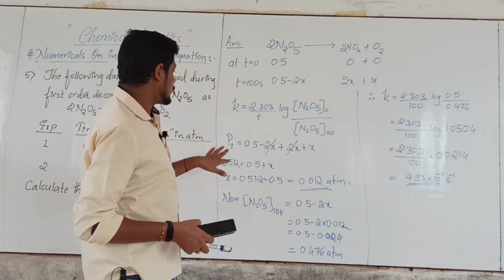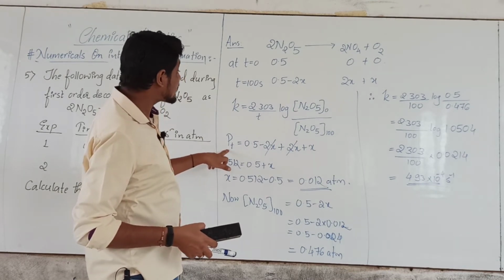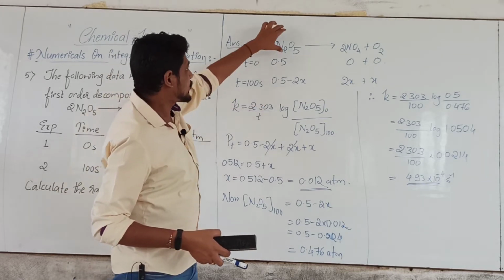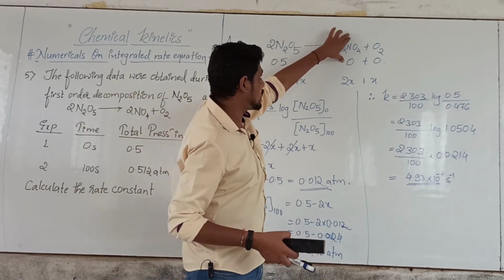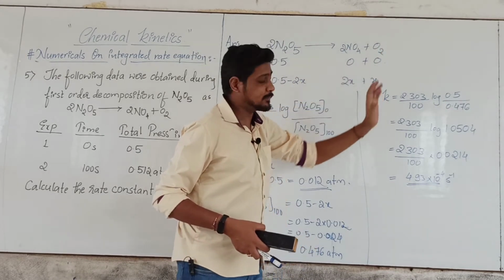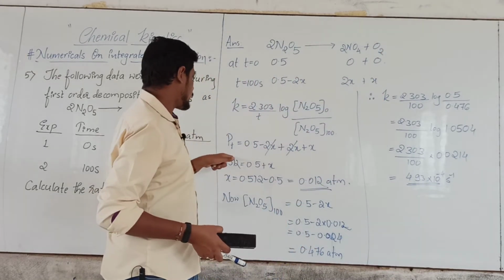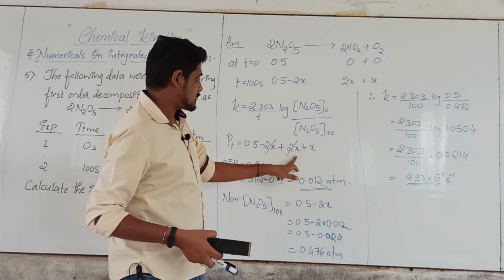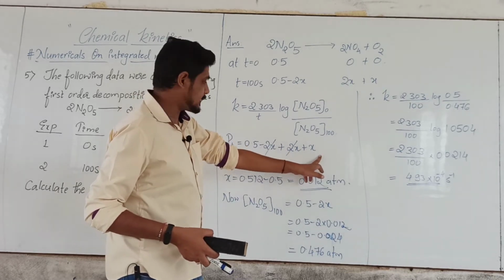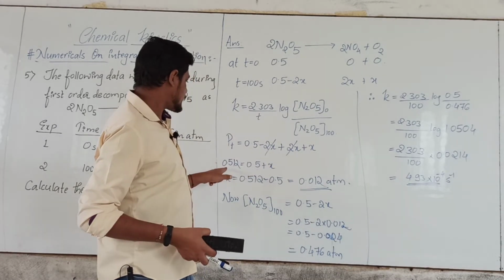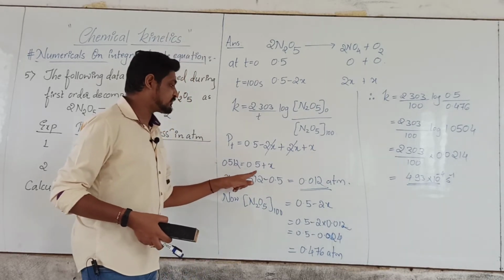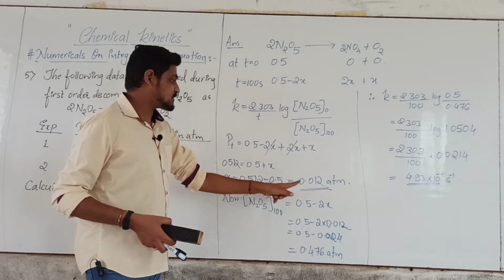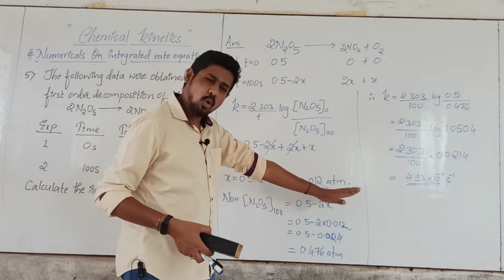Now the total pressure at 100 seconds is the pressure exerted by nitrogen pentoxide, the pressure exerted by nitrogen tetroxide, and the pressure exerted by oxygen. So all three I have to take. Total pressure is equal to the pressure of nitrogen pentoxide plus nitrogen tetroxide plus oxygen. So we get 0.512 equals 0.5 plus x. These two get cancelled. So what is the x value? It is 0.012 atmosphere.